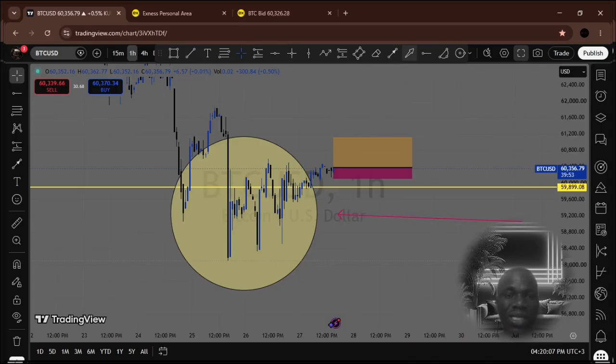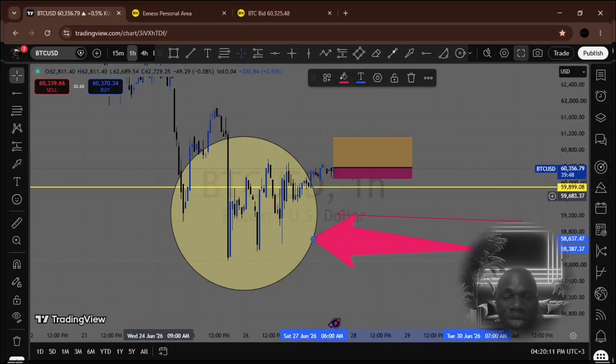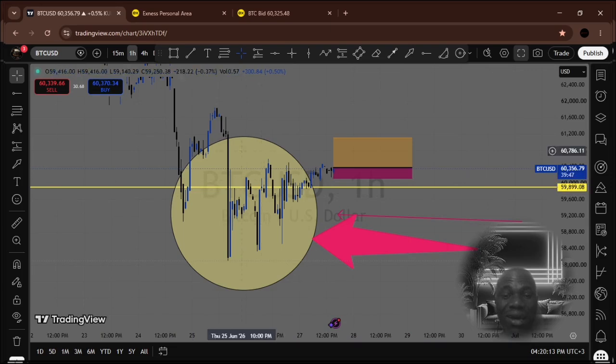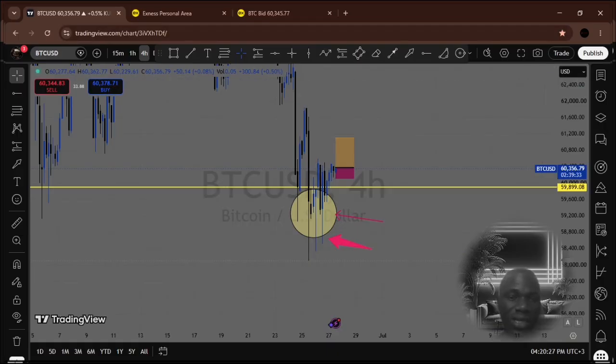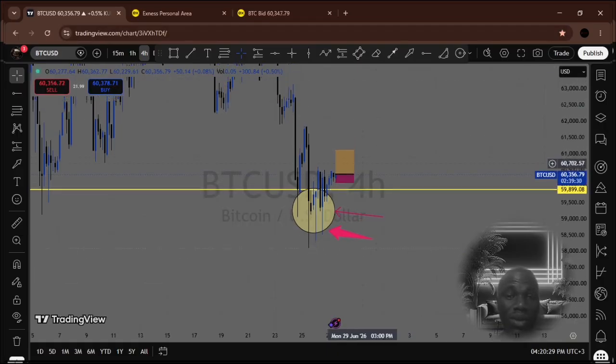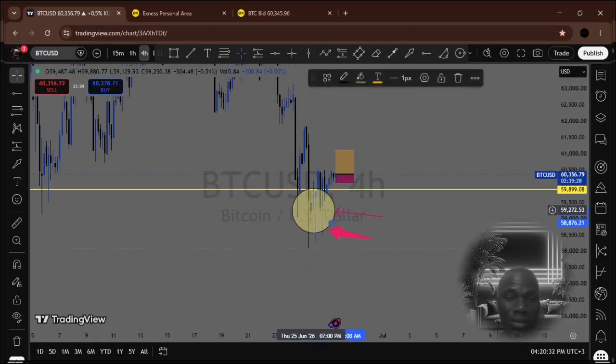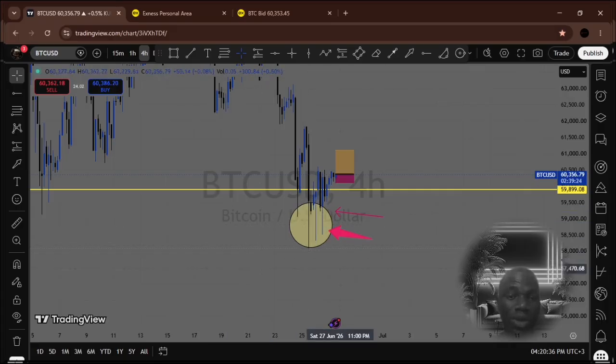So the market has been sweeping and grabbing. The market has grabbed people's stop losses. Most of the retail traders were putting stop losses here, so the market had to grab them very, very fast. You can see it here on the 4-hour time frame. The market grabbed everyone here. The market was busy grabbing people.